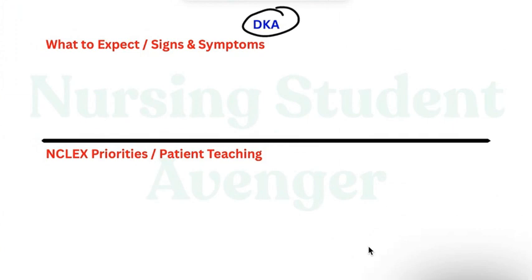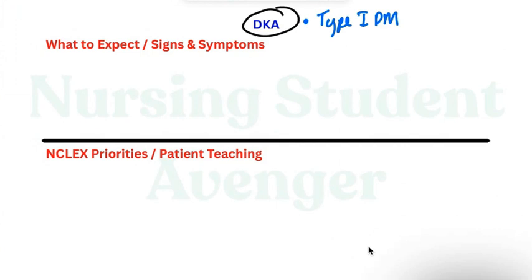Now, more than likely, the patient is a type 1 diabetic, okay? That's typically the patients that are going to end up with DKA. Now, what are the clinical signs? Let's look at that together.